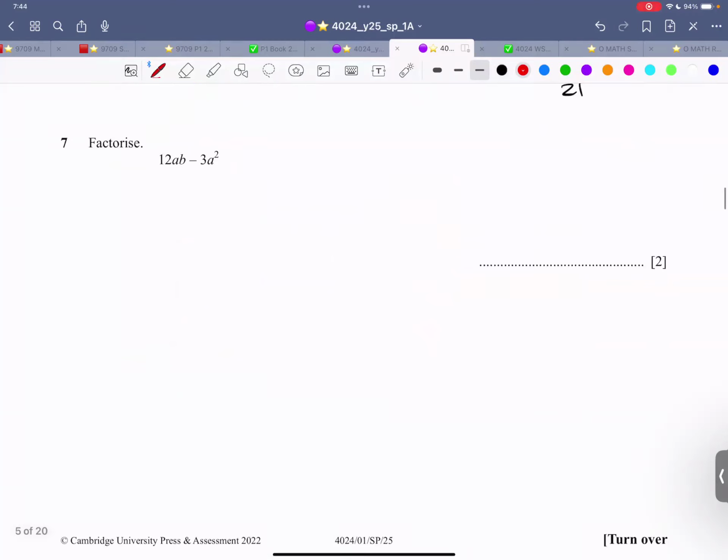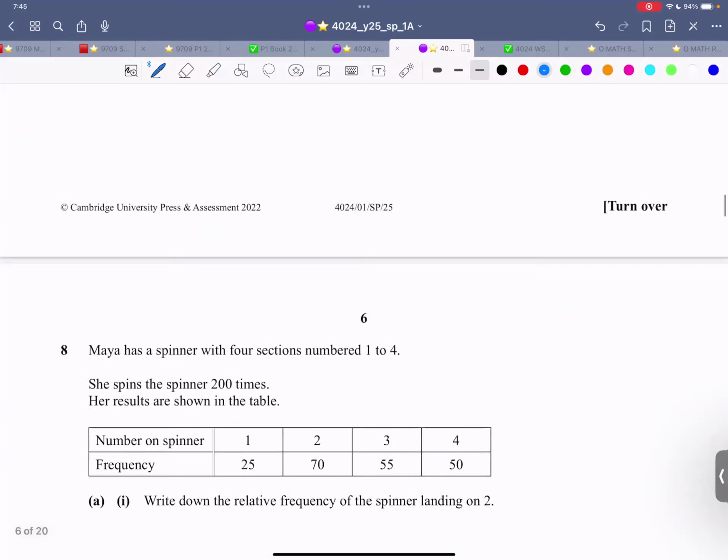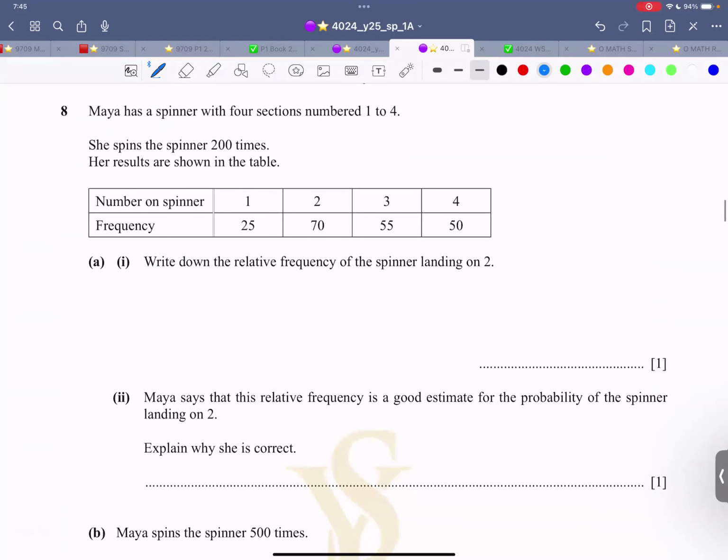Now factorize. Let's take 3 common out. Let's take A common out. This is 4B minus A. Always a good idea to double check. 3A into 4B, that is 3 into 4, 12AB, good. 3A into A, that is 3A square, minus sign remains. So this is 3A, 4B minus A. Perfect. Question number 8. Now, what is this question all about?